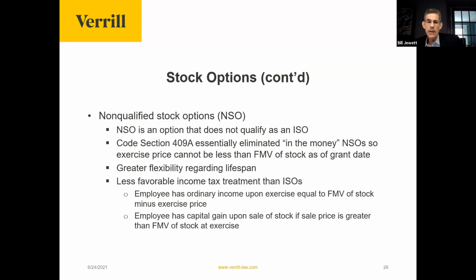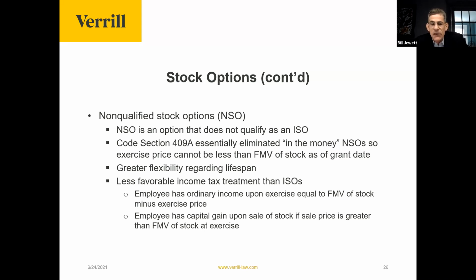So non-qualified stock options are basically everything else that doesn't qualify as an ISO. Section 409A essentially eliminated in the money NSOs. So again, the exercise price has to be not less than fair market value of the stock on the grant date, but there's no 110% requirement for the 10% shareholders. There's greater flexibility regarding the lifespan of the option. It can be 12 years, can be 20 years if you want, although that's very atypical. Again, 10 years is quite typical.